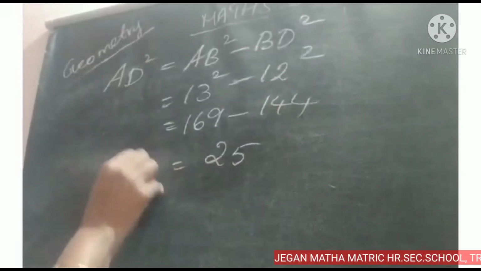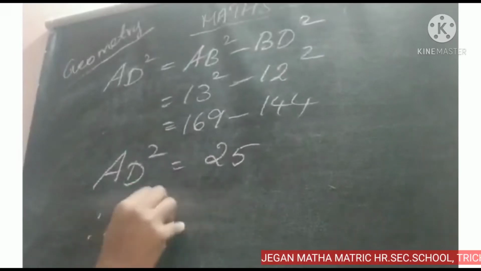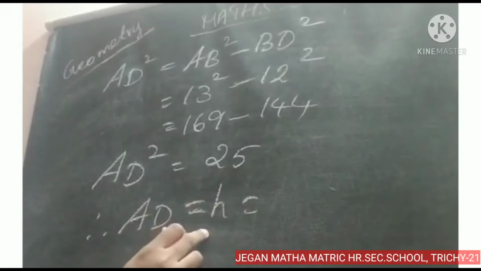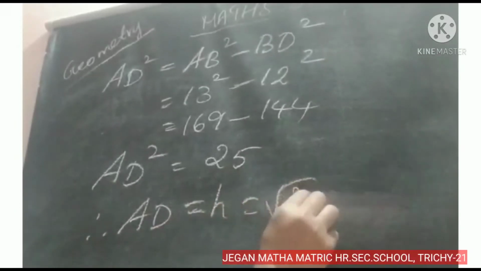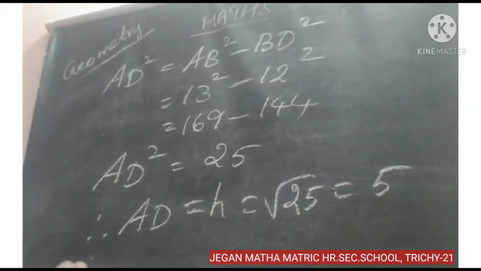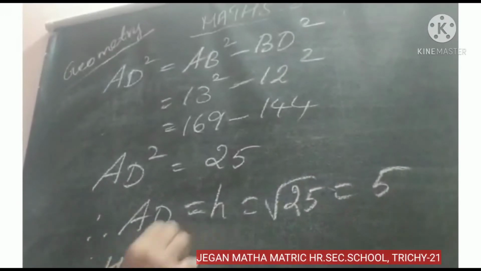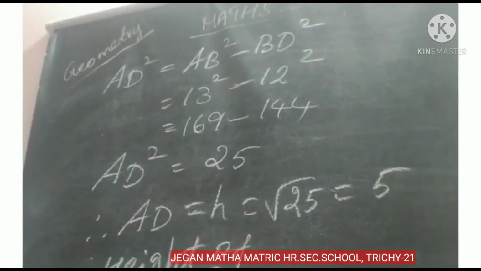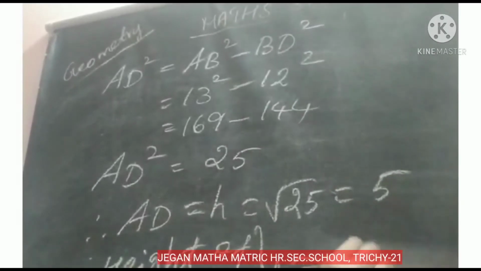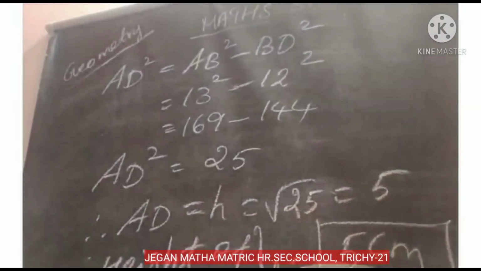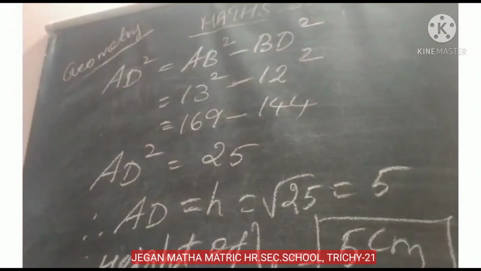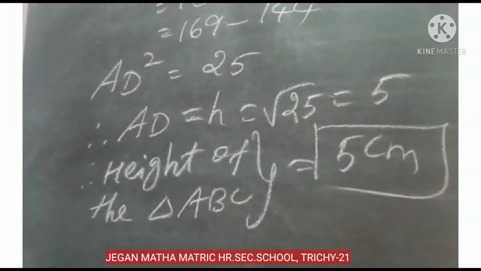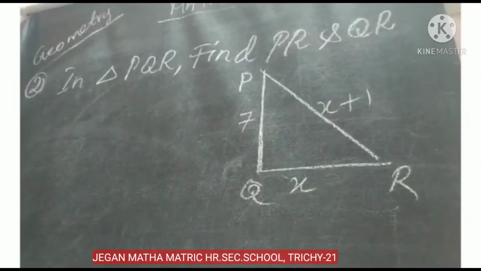So that is AD square. We want to find out AD only, the height. So AD equal to square root of 25, that is 5. Therefore the height of the triangle ABC equal to 5 centimeter. Is it clear? The height of the triangle, that is AD, equal to 5 centimeter. Is it clear? Now let us see the second one.